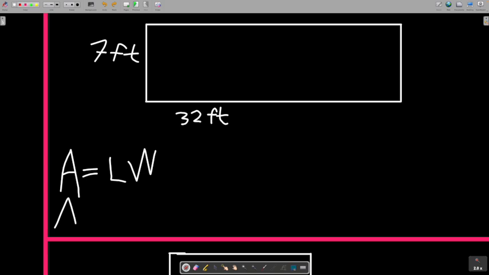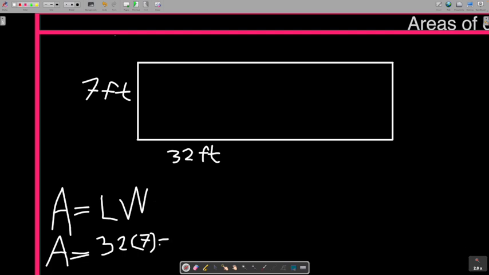So let's see how this works. So the length, that is 32 feet. So we're gonna have 32 times the width, which is 7 feet. So we're gonna have 32 times 7.